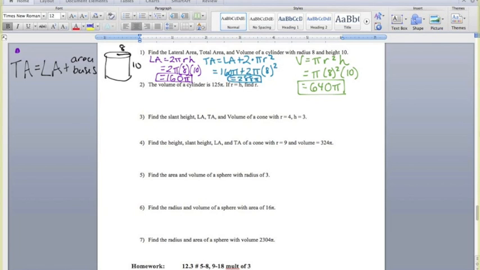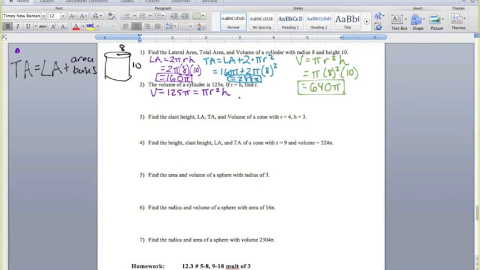The next problem tells us the volume of a cylinder is 125 pi. Since it gave us volume, I'm going to start with the volume formula. Volume is pi r squared h, area of a circle times the height. Then the problem says, if r is equal to h, find r. So not always, but in this particular problem, the radius and the height are equal to each other.